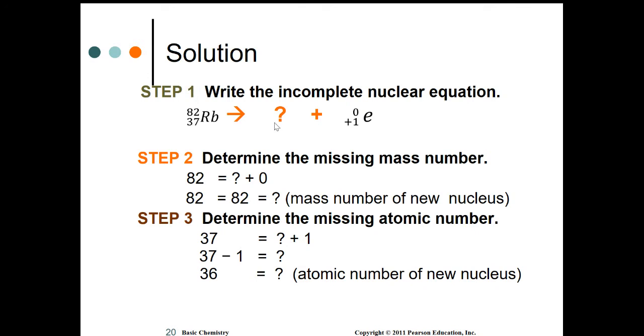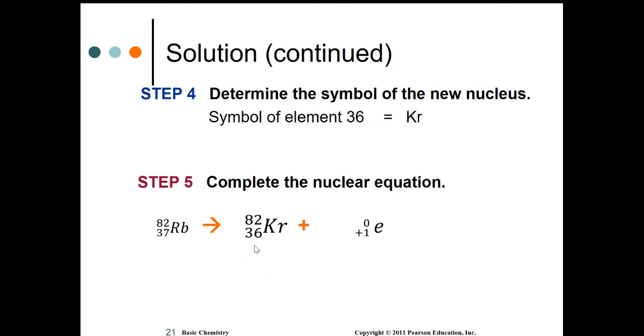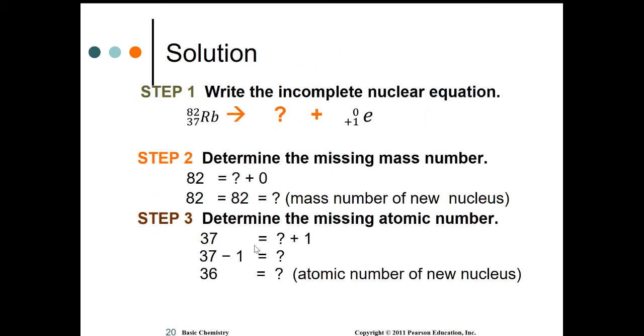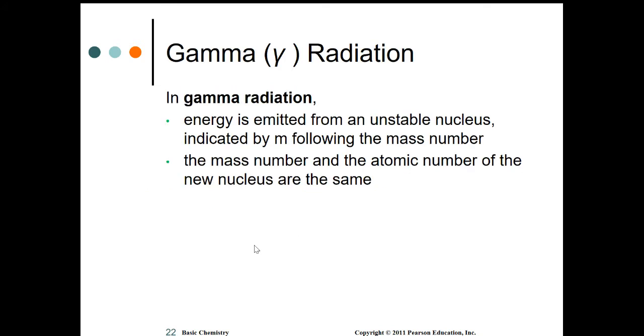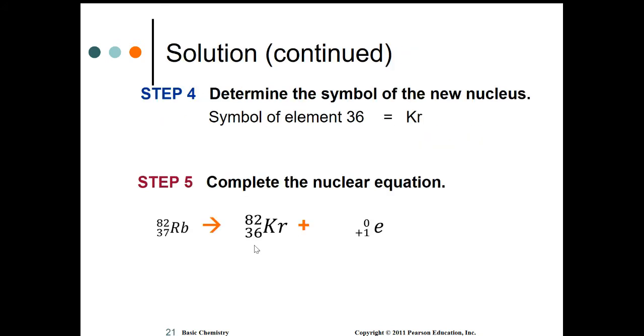37 has to be, what number is this to make up 37? So this, you already have 1, just need 36, right? Plus 1, 37. I just shortcut it, but this is the explanation. So the symbol of element 36 is Kr, and the new element that's formed from rubidium is Kr. Any questions on this one?